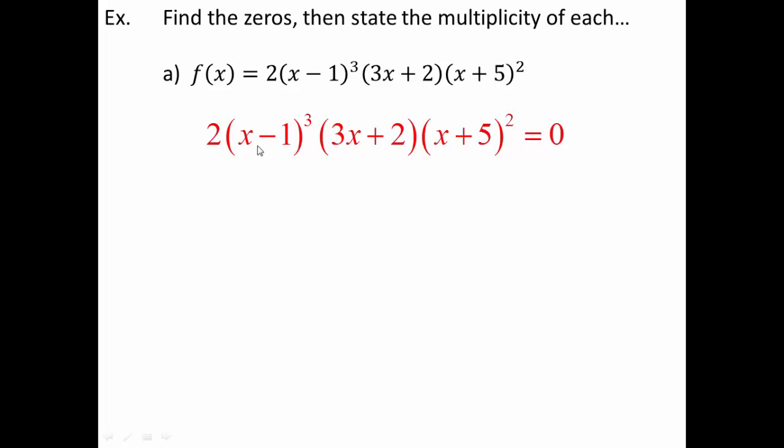Now I'm going to point out to begin with that 2 is a factor. 2 is a factor, (x minus 1) cubed is a factor, (3x plus 2) is a factor, (x plus 5) squared is a factor. So I'm going to set each factor equal to 0, but then I realize 2 is never going to equal 0. 2 is a constant. It's 2. It can't equal 0 as well. So that leading coefficient really doesn't count. It really doesn't matter. I can ignore it. It's not part of the problem of finding the zeros.